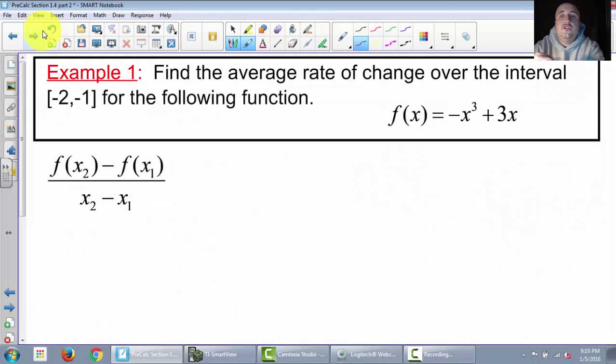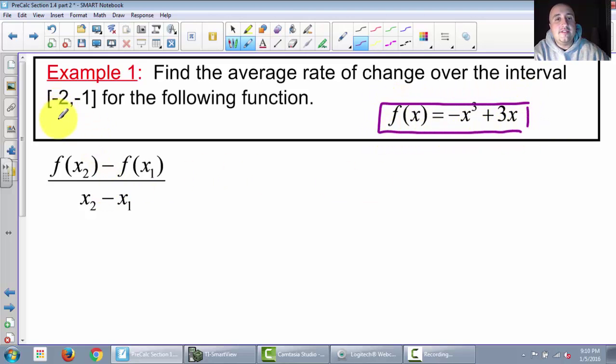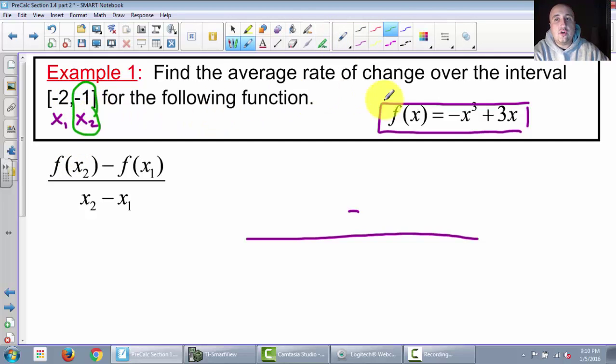So let's do an example of how we figure out average rate of change. This is the function we're using: negative x cubed plus 3x. This is the interval that we're using. Here is our x1 and negative 1 is our x2. And here is our slope formula for all of these rate of change problems. I'm going to put in my fraction line with my minus sign on top. The first part is you plug in your second x value. I'm going to color code this. We're going to put our x2 into our function.